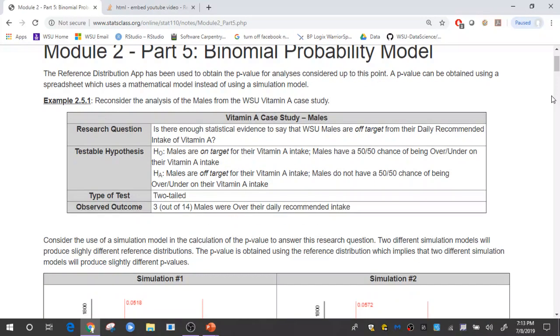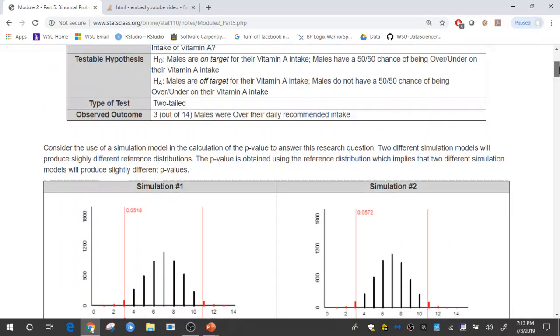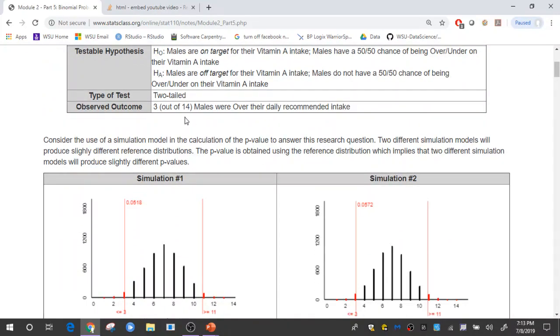The research question there was, is there enough statistical evidence to say that WSU males are off target from their daily recommended intake of vitamin A? This was a two-tailed analysis, and the observed outcome was 3. So we had 3 males that were over their daily recommended intake for vitamin A.